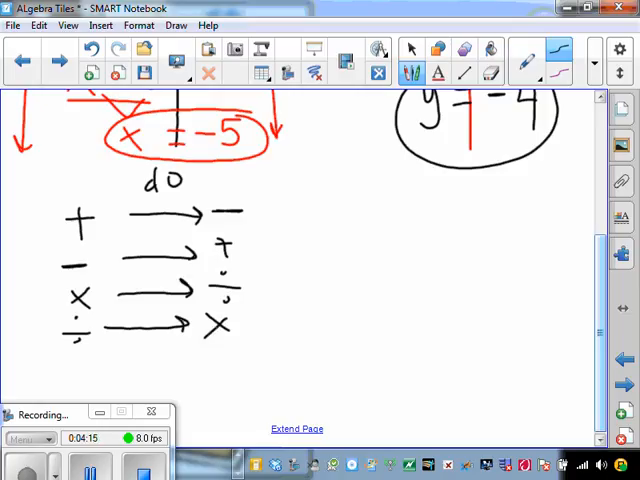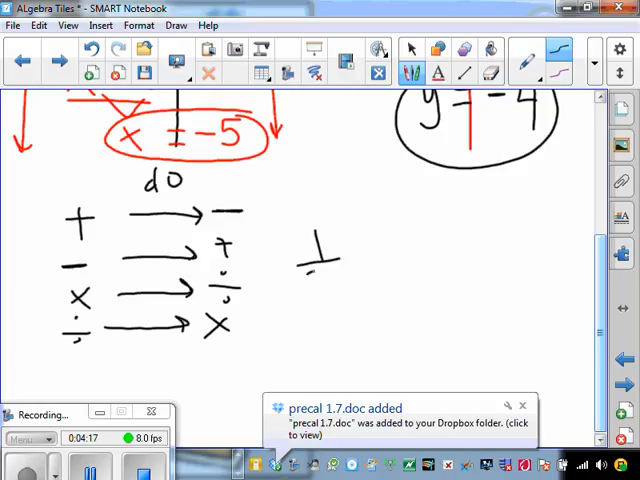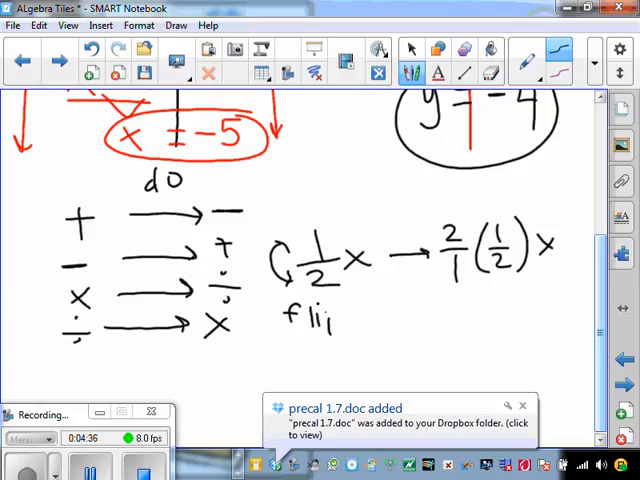Another inverse that we need to remember is if we have 1/2 x, the way that we get rid of a fraction, we need to multiply times 2. That's the inverse. So we're going to multiply by the reciprocal of our fraction. We're going to flip it. And that's how it cancels. When we do to one side, we have to do the other. But here I'll show you why these cancel.